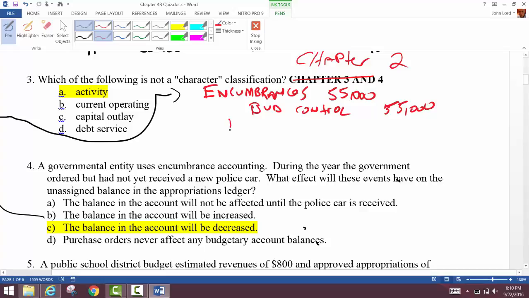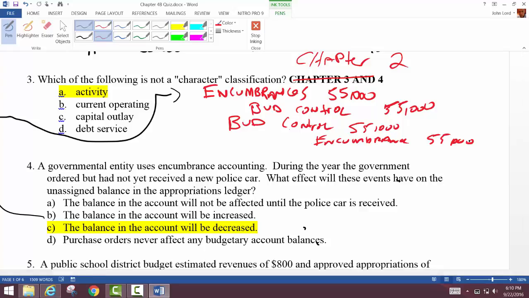I debit my budget control for how much? 55,000, and I credit the encumbrance because I have to close the encumbrance account, don't I? For 55,000. But now I have to set up the fund balance that it now is going to be assigned for that encumbrance that hasn't come in yet, right?